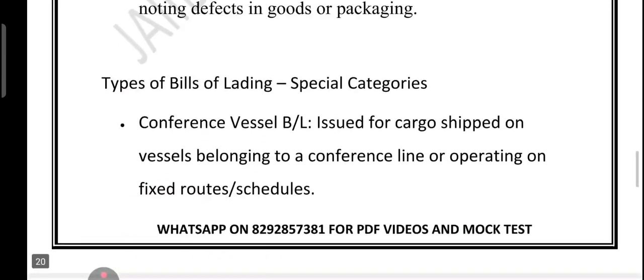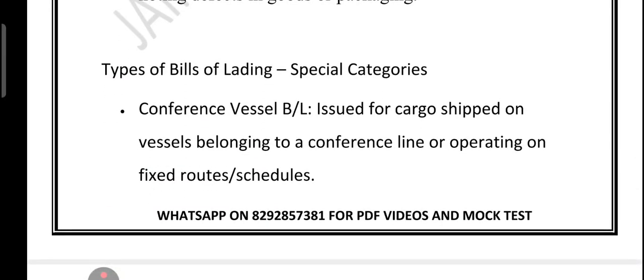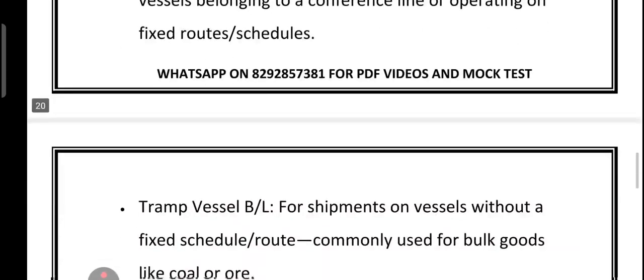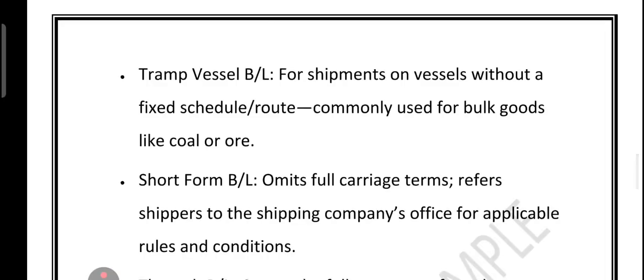Then if we talk about the types of bill of lading, first of all we have the conference vessel bill of lading. You can think of it like booking a bus on a fixed timetable. This bill is issued when your cargo is shipped on a vessel that follows a fixed route and schedule. Then we have the tramp vessel bill of lading, the opposite of the above. These ships have no fixed schedule and usually carry bulk goods like coal or iron ore. It is like a truck that goes wherever the next big job is.